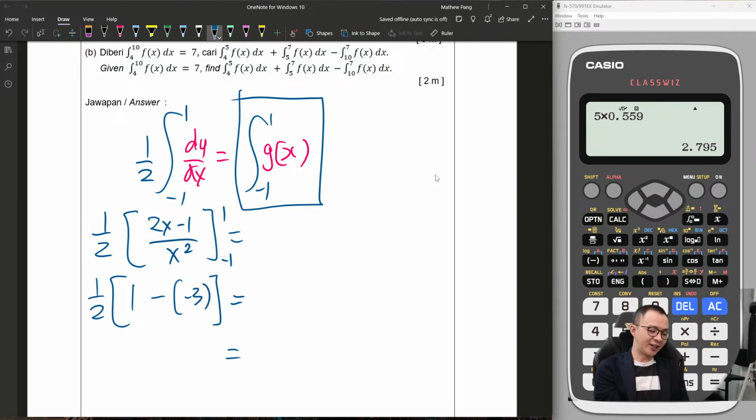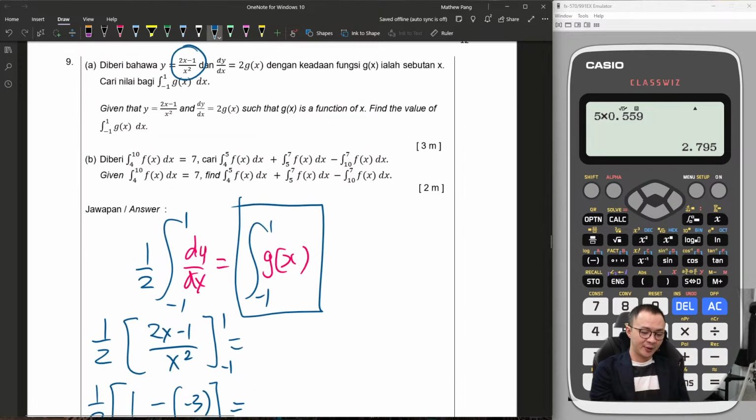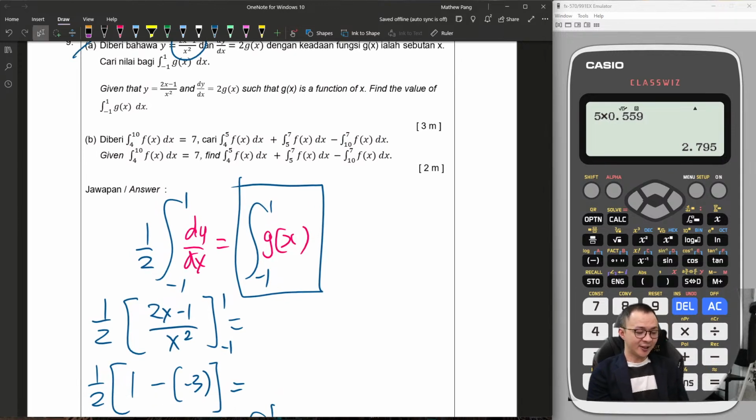So yeah, the final answer is 2. For integrating this one, you should get 2. Done, 3 marks. The second one, I have no idea what they want, because it seems quite straightforward. It's just 7. Because you have a negative here, right? Change it to the positive.